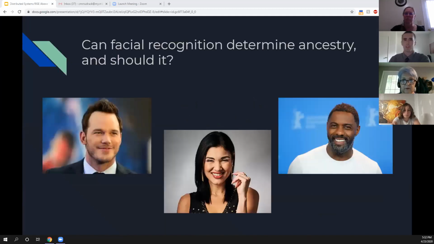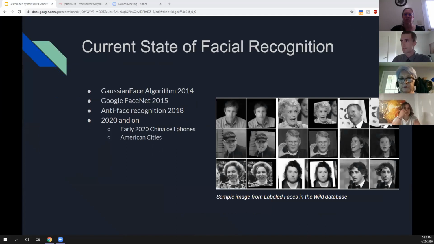So currently, there really isn't a technology that uses facial recognition to determine ancestry to the extent of genealogy. The point of this project is to explore the feasibility of using facial recognition as a simple solution to determine a person's ancestral background, and we're also going to look at the ethical considerations of that.